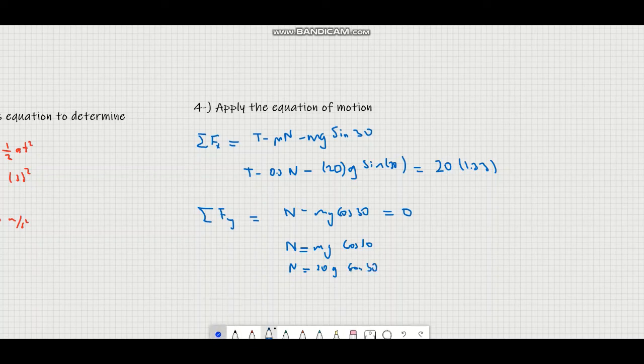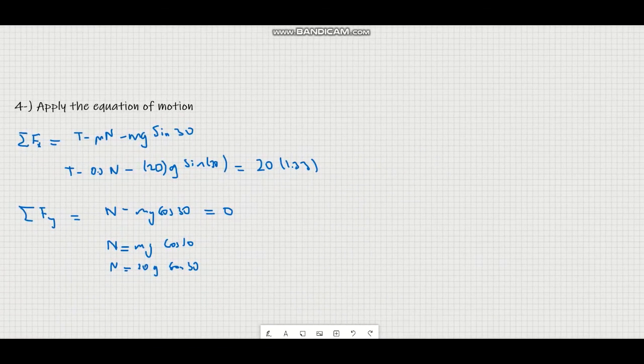Okay, when we know these two, I can bring this N into here, and I can calculate T. Let's calculate here. If I calculate N, g is 9.81 multiplied by 20 multiplied by cosine 30, it is going to give us 169.9 Newtons.